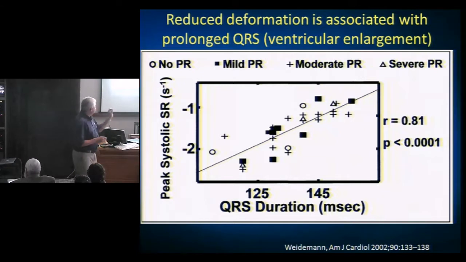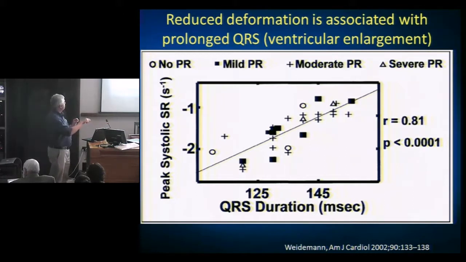But regardless of the PR, whether it's mild, moderate, or severe, if you look at QRS duration, you can see that as your QRS prolongs, your strain rate becomes less negative. If you remember, we talked about longitudinal strain. More strain is more negative because it's shortening. So a less negative number means less deformation, or in this case, strain rate. So as you widen your QRS duration, you're also decreasing your strain rate.